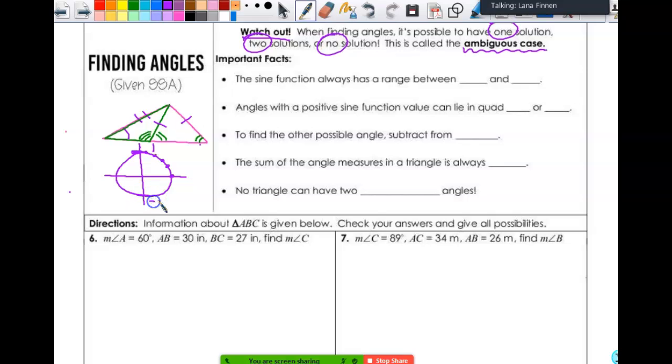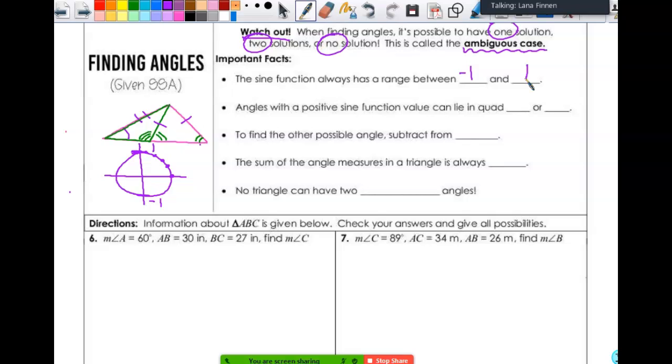-1, okay? So if you take the sine of an angle, the only values you can get are between -1 and 1. I can't get 1.5, I can't get 2, 3, 500, any of that. You can for tangent, but not for sine and cosine. So the sine function always has a range between -1 and 1. That's going to come up and be important for us.